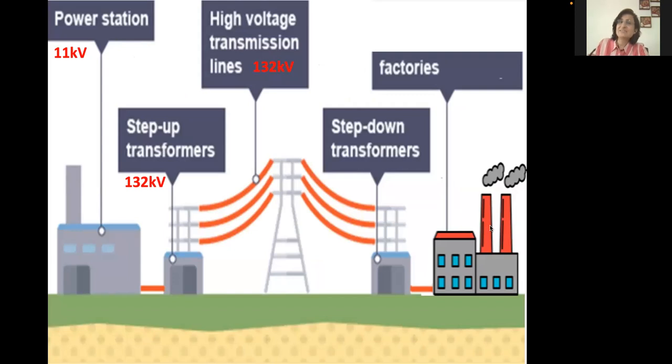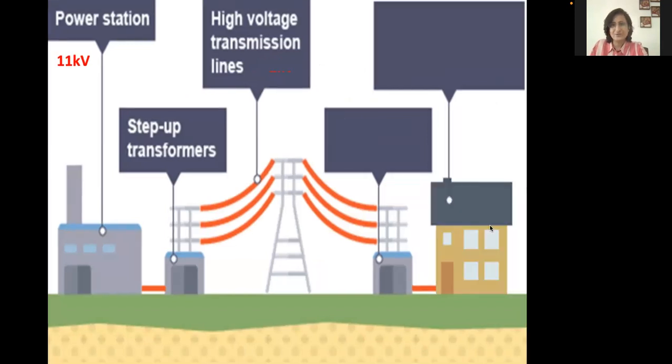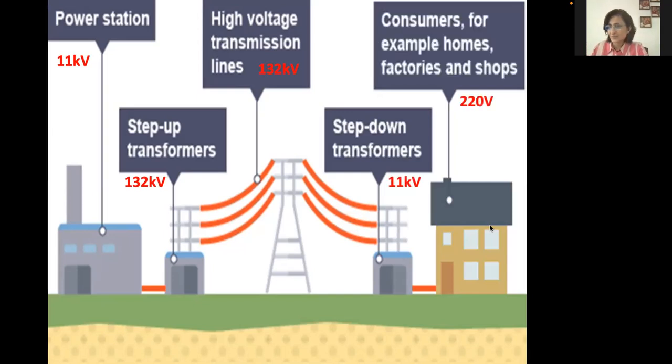So just like we have a step-up transformer, there are step-down transformers. And they bring it down to 33 kilovolts. And then they are transmitted to the factories at 33 kilovolts. Certain factories do require this high voltage. Or sometimes the step-down transformers will bring it down to 11 kilovolts and further step down to 220 volts. That's how it comes to our homes.